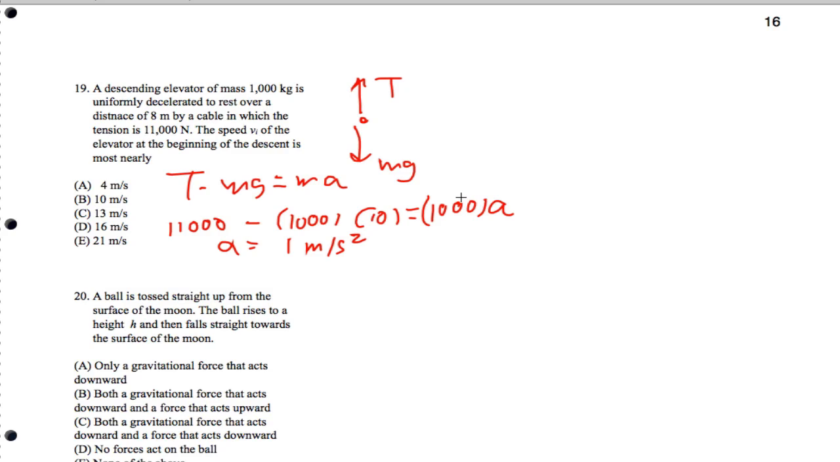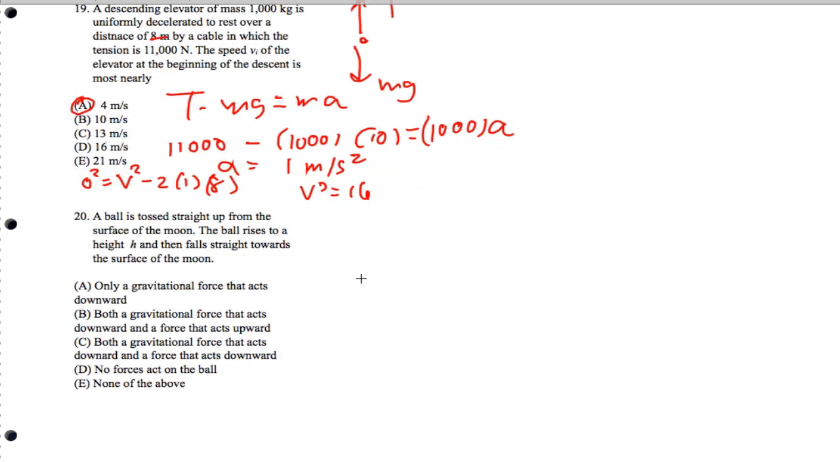Now, what are they asking me? The speed of the elevator at the beginning of the descent and the slowdown over 8 meters. So let's see. 0 squared, my final speed, equals v at the beginning squared, minus 2 times 1 times 8 meters. So I'm getting v squared equals 16, so v is going to be 4 meters per second.